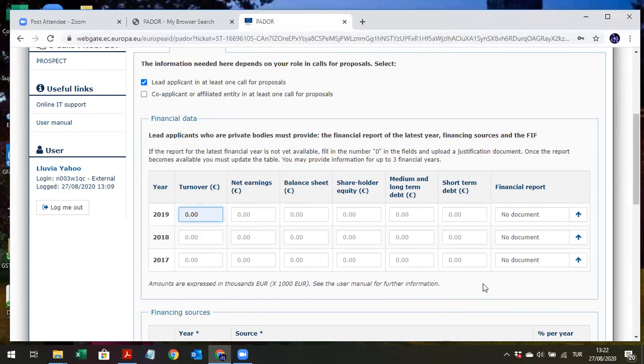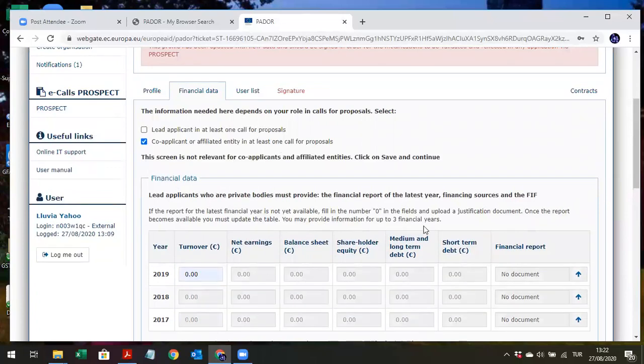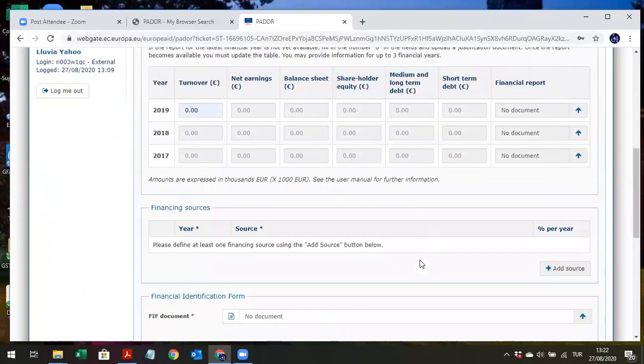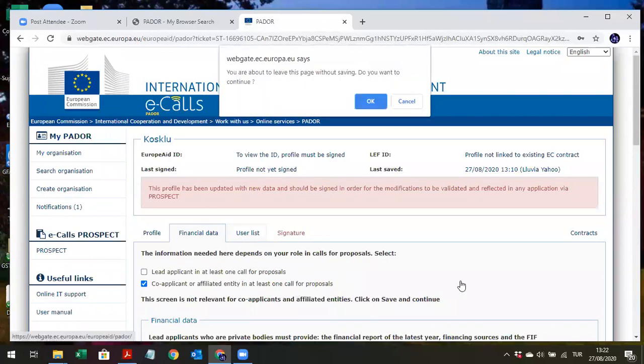Also, before you will be asked to submit your full application form, you will not have the most recent financial information and documents. So it's better if you wait, and you are not required to provide information here now anyway. So you can skip. If you are a co-applicant, such financial information is required from you. So as you can see, you can't enter anything anyway. So this is the financial section. Let's move on to the user list.